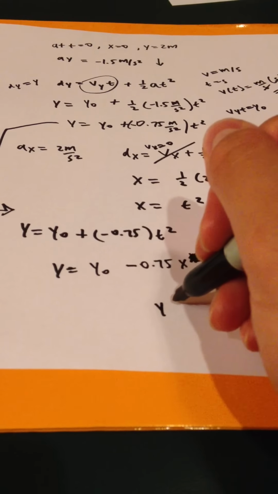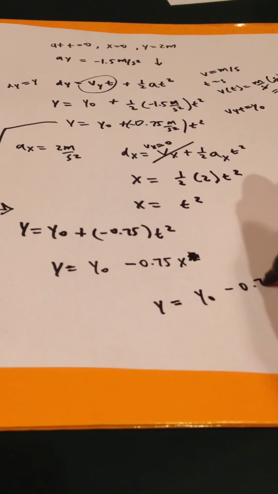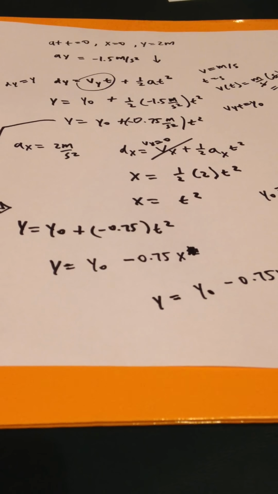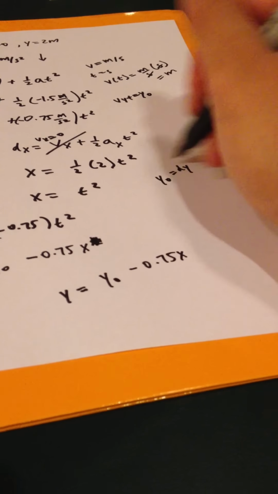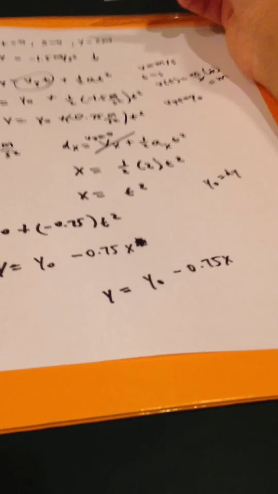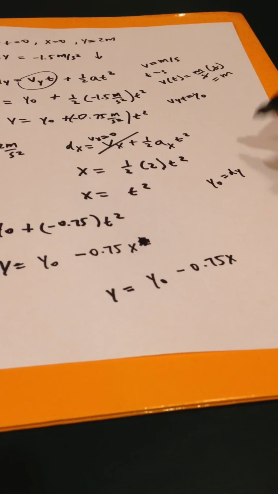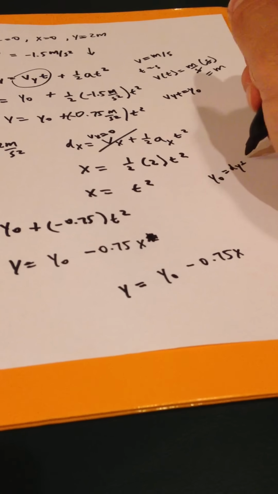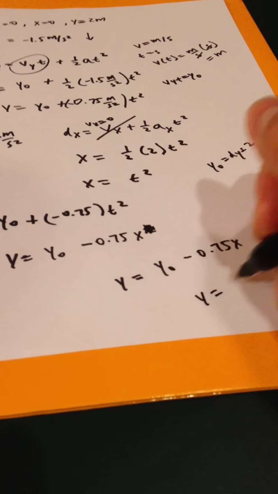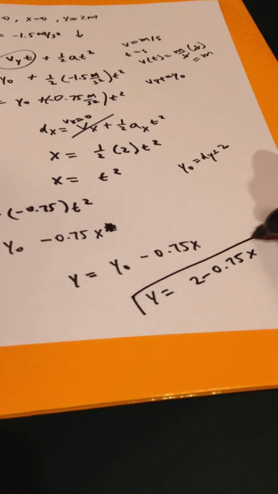So the final answer would be y equals y naught minus 0.75x, and y naught is the original position in the y direction. Given that the original position is 2 meters, y naught is 2. So if we plug that into our equation here, we have y equals 2 minus 0.75 times x, and that's our equation.